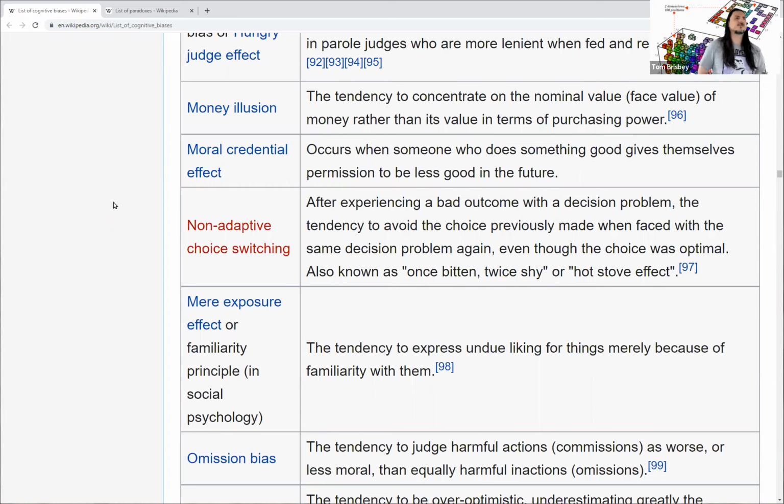Non-adaptive choice switching: after experiencing a bad outcome with a decision, the tendency to avoid the choice previously made. Yeah, it didn't work out when I did it last time. It negates every possibility that the reason it turned out wrong is because you did it wrong and experienced it wrong, rather than you tried the wrong thing. You had the right tool, you maybe even made the right choice, but your direction was wrong, your timing was wrong. But non-adaptive choice switching is, well, I already tried it once that way. So you throw out the entire category of tools in that set.